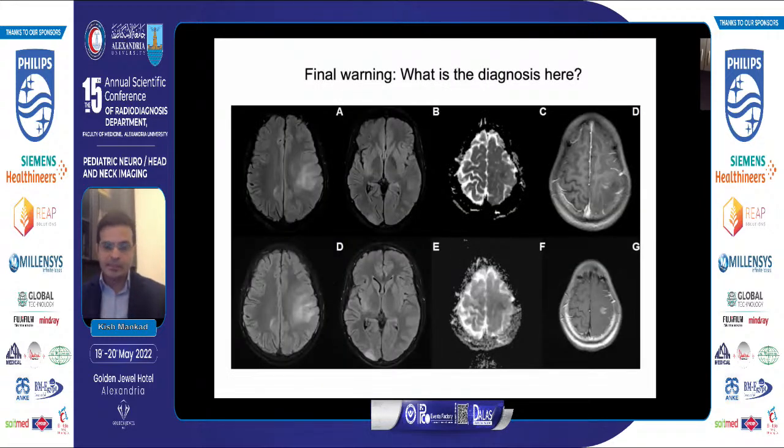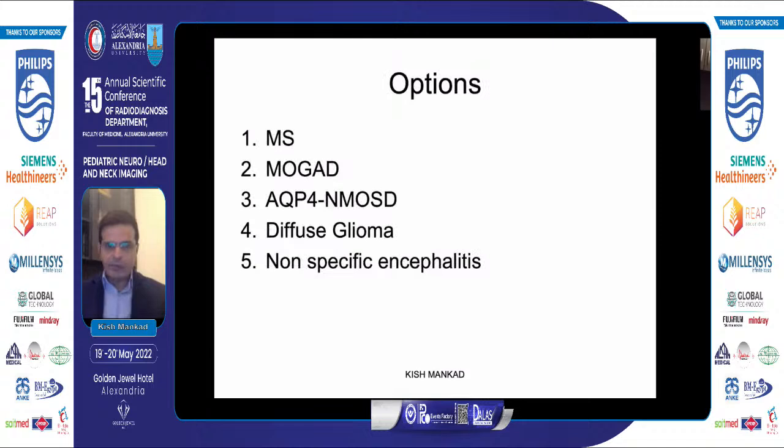And my final case and a final warning to you is this patient who was sent to us with a tag of demyelination. There are lesions. The lesions are bilateral. Please look at the images because there's a question to follow this. Some of these lesions are showing enhancement, and I've thrown a bit of diffusion related changes also in some of these more active lesions. So when you have that picture, based on what we have learned so far, you're going to tell me whether this is MS, MOGAD, aquaporin 4, diffuse glioma or a non-specific encephalitis.